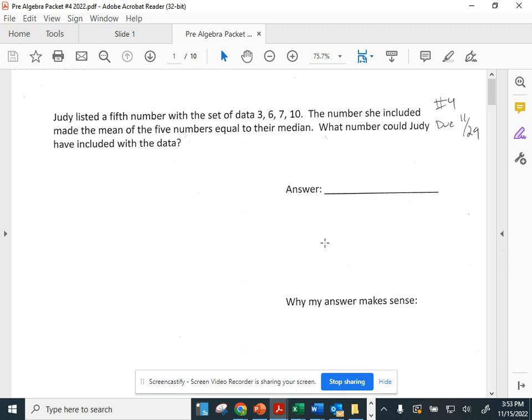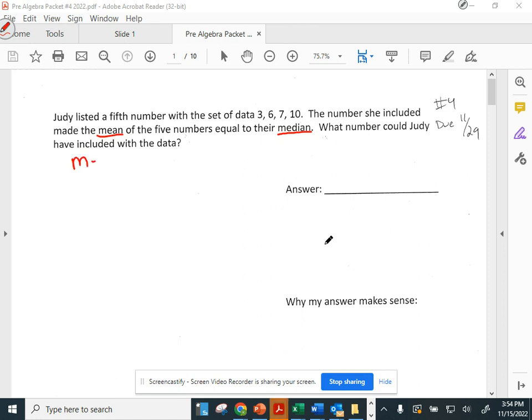Well, I've already found several different answers that work. So there's not just one answer that works. So if you get one answer and you see a friend got a different answer, they might both work. So we need to make sure that we're looking at our median and our mean.